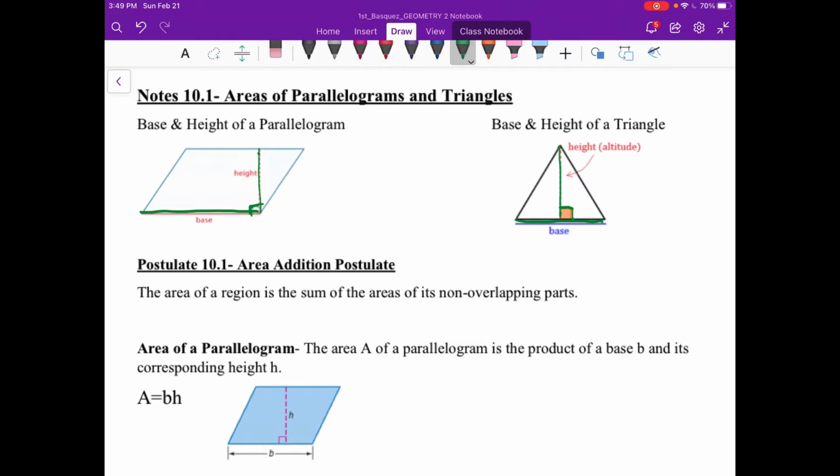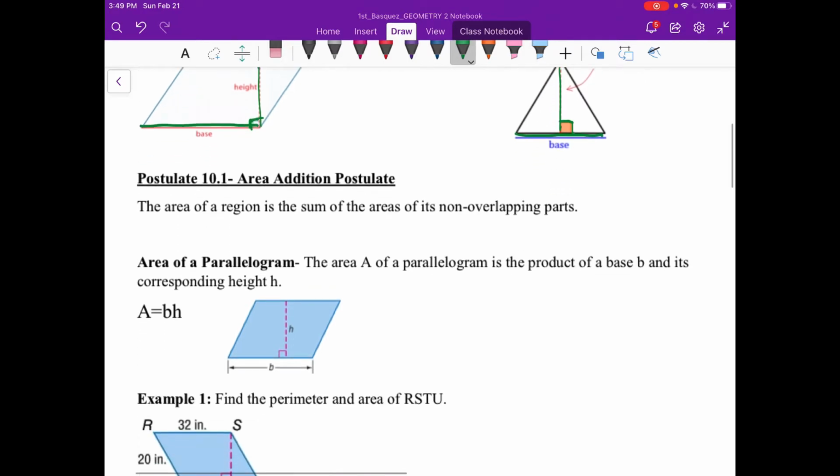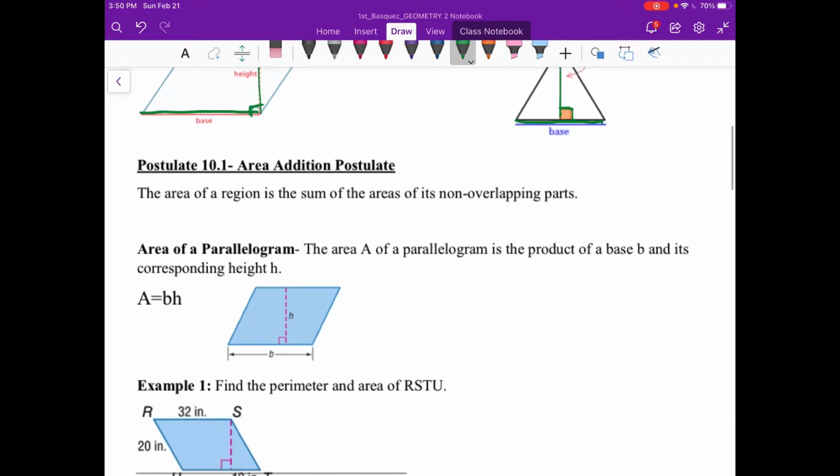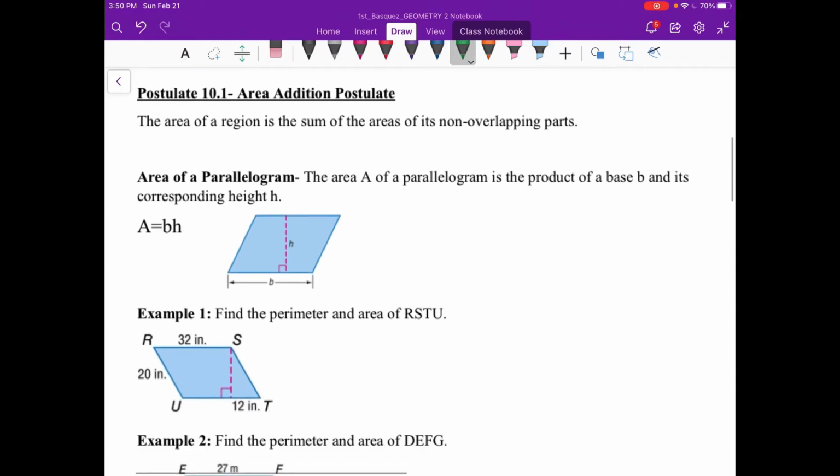So the area is the region where nothing is overlapping. You have dealt with area before, so we are just applying this to triangles and parallelograms. Now, the area of a parallelogram is the product of the base and the corresponding height. So we talked about that already.